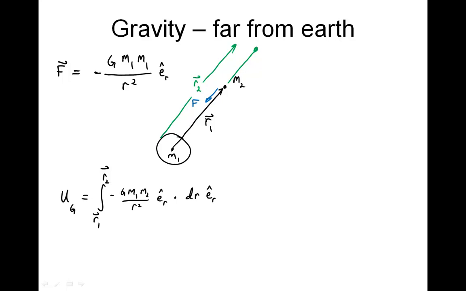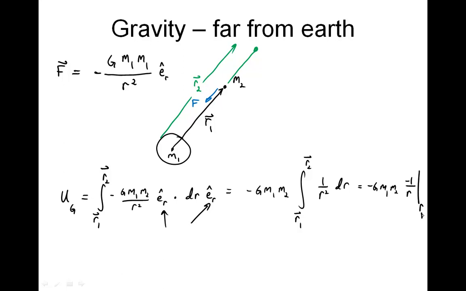The masses don't change with time, at least not in the simple case. So I end up with minus G M1 M2, the integral from R1 to R2, 1 over R squared dr. I have e sub R dot e sub R, but that's just 1, because they're parallel unit vectors, they just give me 1. So this becomes minus G M1 M2. The integral of 1 over r squared is minus 1 over r. Evaluate now from distance r1 to distance r2.